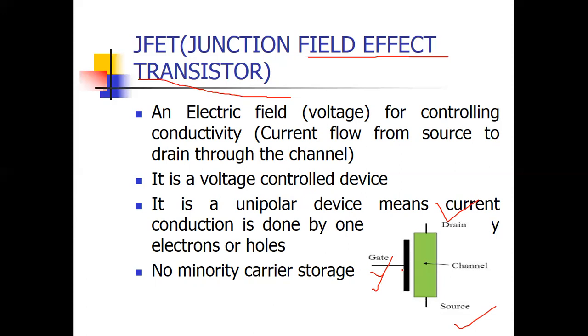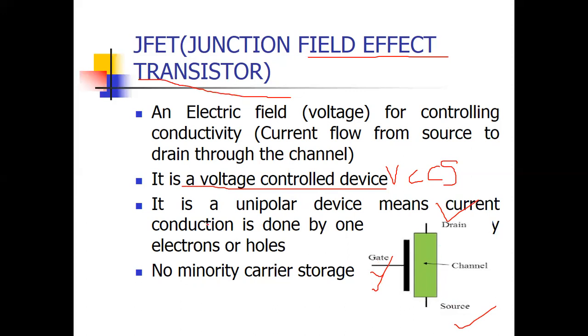Electric field means voltage is applied at the gate. Voltage is applied at the gate for controlling current from source to drain. That's why it's called a voltage control device, or we can say it is a voltage controlled current source, because voltage is applied at the gate for controlling the current.